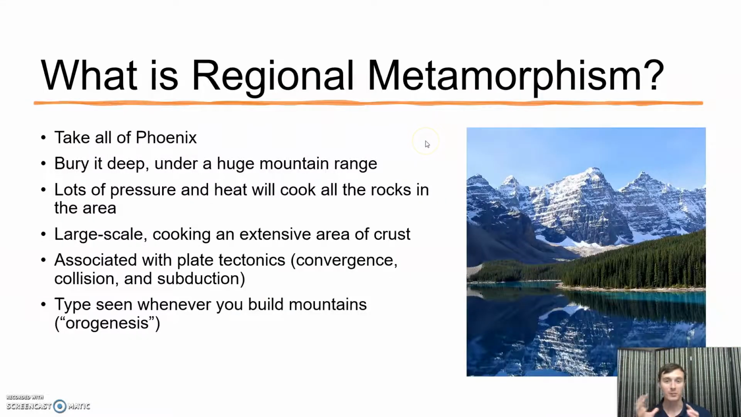Our next type is regional metamorphism, and what is this? So you imagine you take a whole region, a bigger piece than you did with contact metamorphism. Take all of Phoenix, you bury it under a huge mountain range. There's tons of pressure and heat because it's buried under so much rock. We get large-scale cooking of an extensive area of the crust. Typically, this is going to be associated with plate tectonics. Why? Because plate tectonics is the way that you build these mountains, a process that is called orogenesis.